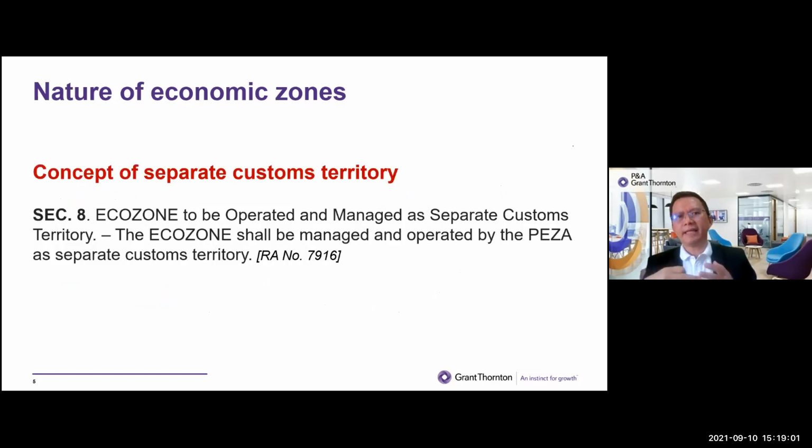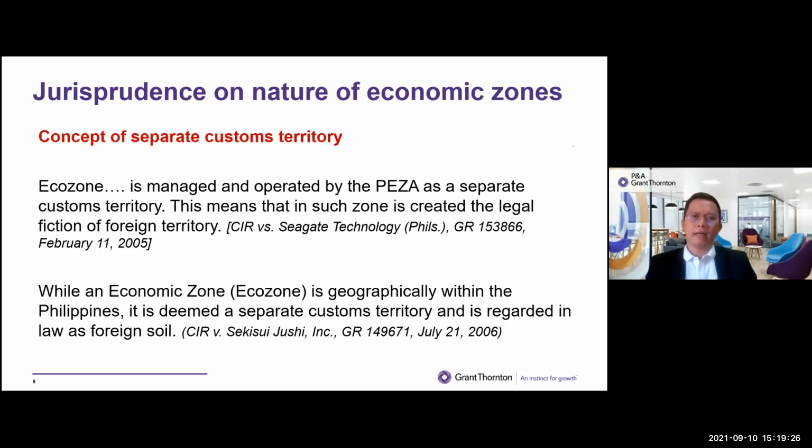Basically, an ecozone is considered a separate customs territory. It's a separate customs territory because it's operated and managed by PESA. Although there are private ecozones developed by certain private corporations, the one managing the transactions and operations is still PESA. Now let's discuss the concept of this separate customs territory. We have a separate customs territory as compared to the customs territory. What's the difference?